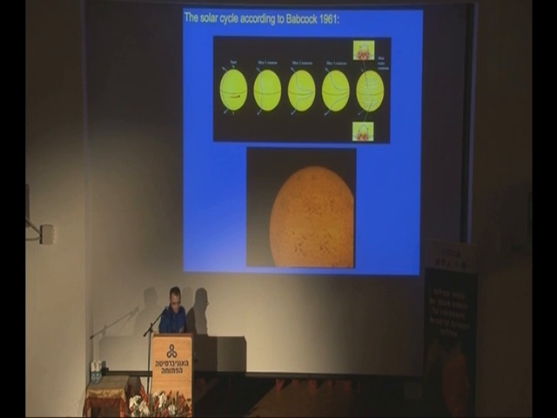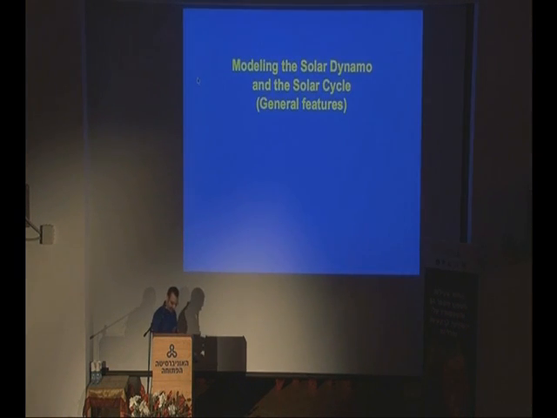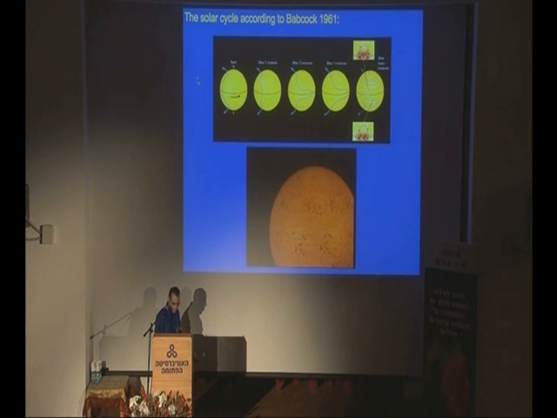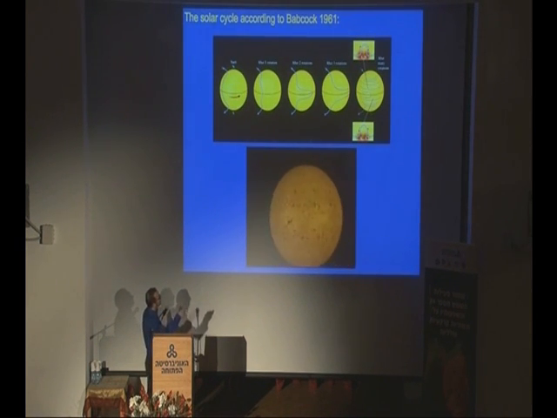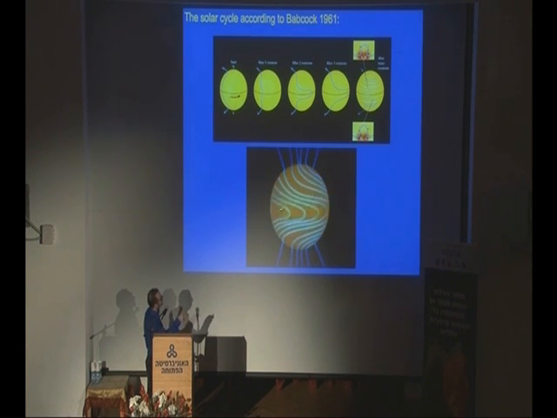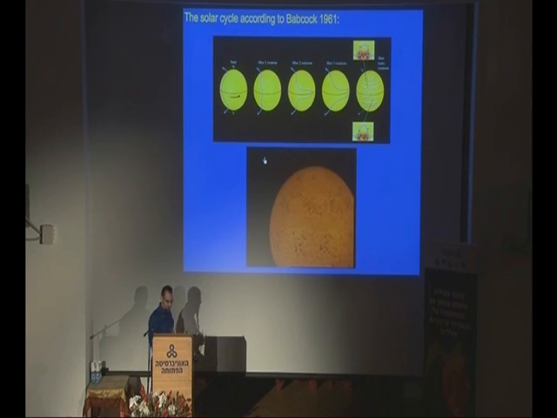And this movie essentially shows that. You can see that we start with poloidal field lines. Then the differential rotation stretches the field lines, and we get the toroidal field. And then we have this twisting of the flux tube. You can see that we get back to poloidal topology. So this was the conventional idea about the solar cycle, based on a paper by Babcock in '61.